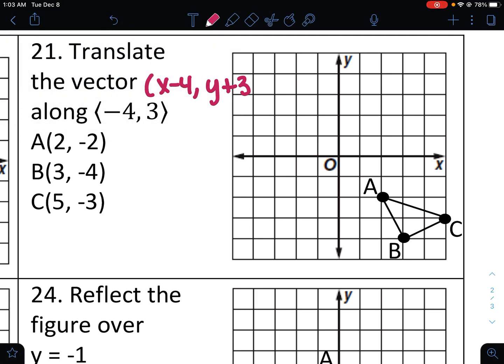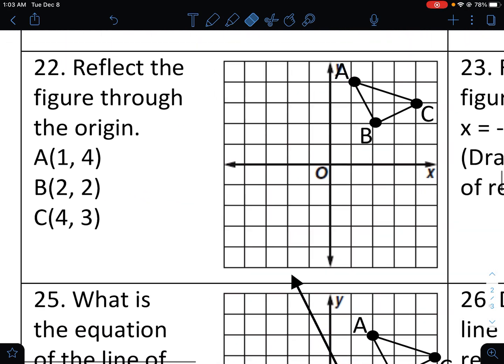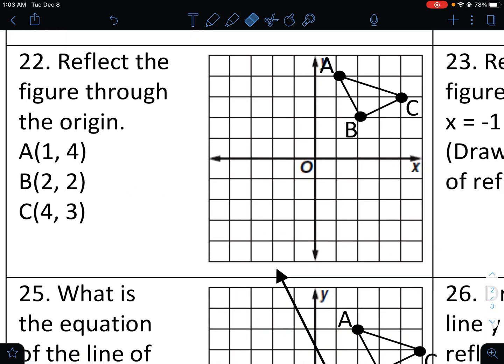It's up to you. You could just say, okay, I'm just going to go 4 to the left, 3, 4, and 3 up, boom, boom, boom. Or you can use the rule and then just write your points from there. I'll leave that up to you, but I think you guys should be okay with that.